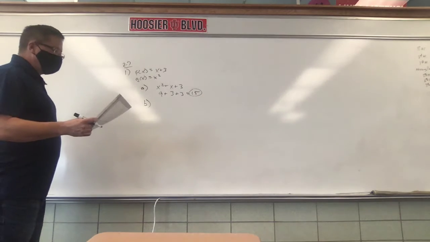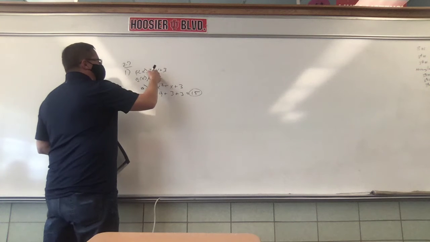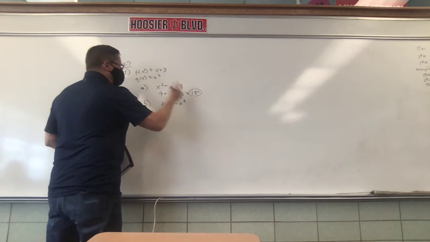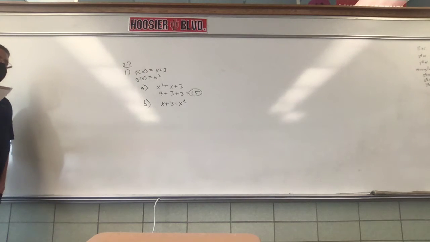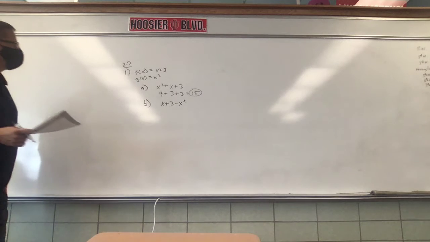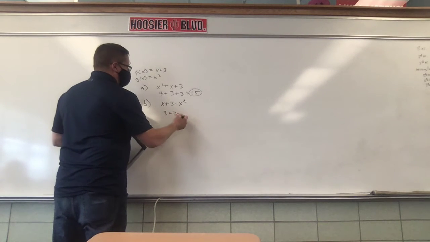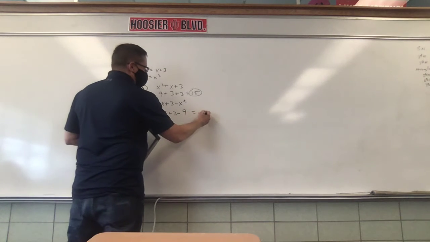Then if we subtract these, take f minus g. We're going to have x plus 3 minus x squared. Do we have to put it in the right order? We don't have to, because they're not even asking us. They're asking us to plug in the number. So we plug in 3: 3 plus 3 minus 3 squared, which is 9. 3 plus 3 is 6, minus 9 is negative 3.